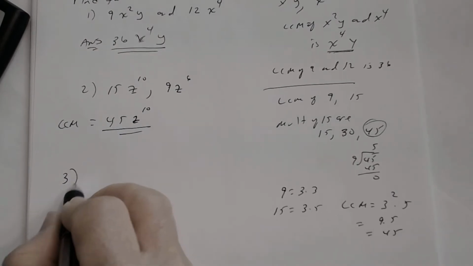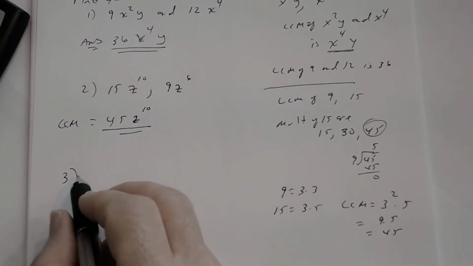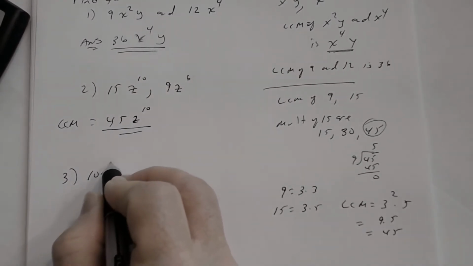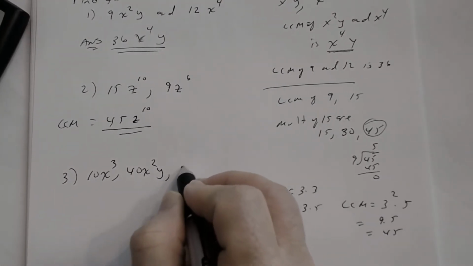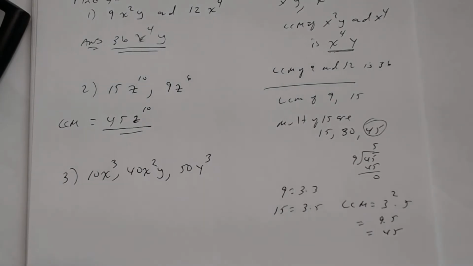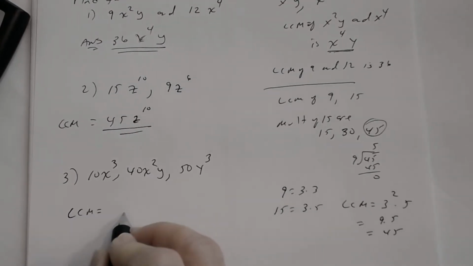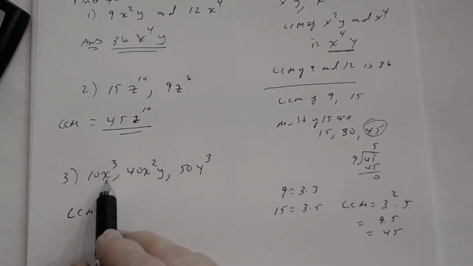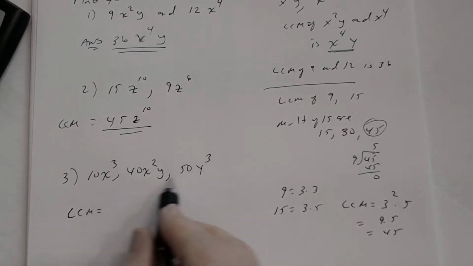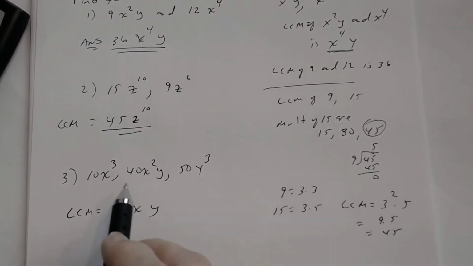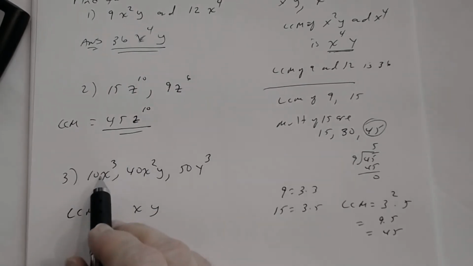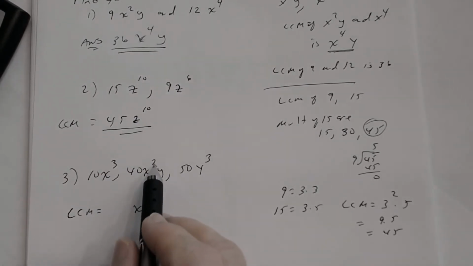Okay, let's look at number 3. Let's suppose you had 10x to the third, 40x squared y, and then 50y cubed. The least common multiple of the variables, that's easy, right? Let me write it out real quick. Let's talk about the variables. I need x's and y's, because you see both of them. So x and y. Question is, how many factors of x do I need? Well, how many do you have here? 3. How many do you have here for x? 2.